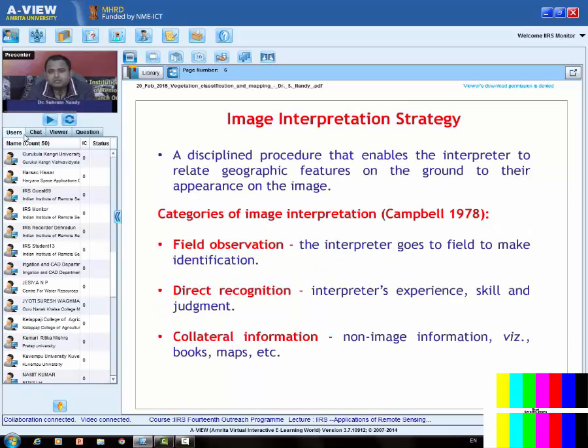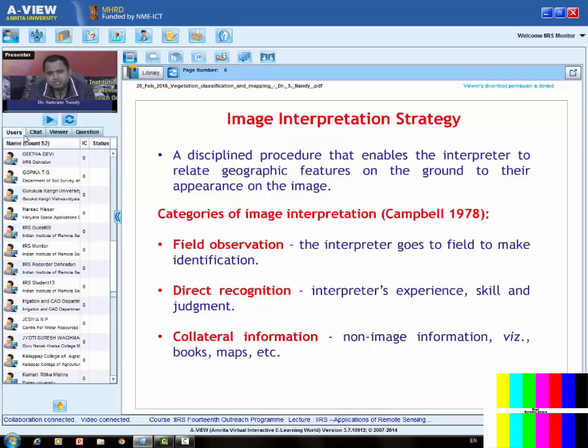Now, what is the strategy of image interpretation? There is a procedure that enables the interpreter to relate geographic features on the ground to their appearance on the image. Basically, whatever you are seeing on the image, you are trying to relate this with the ground feature. For doing that, you should have field observation.